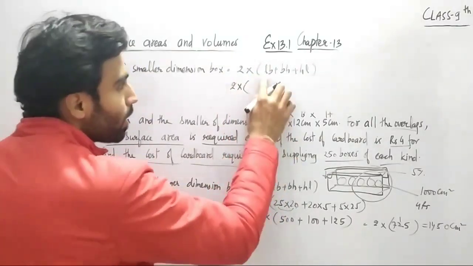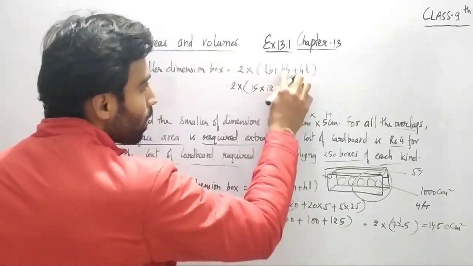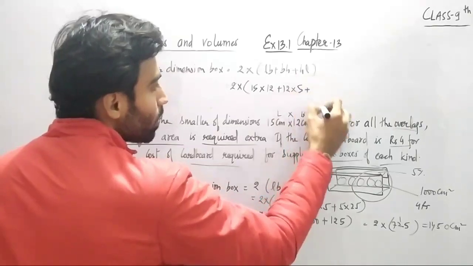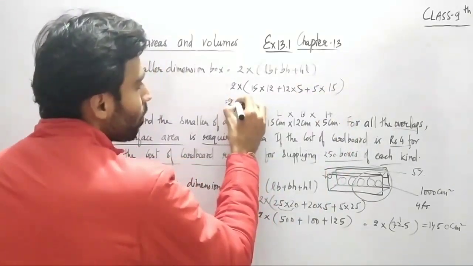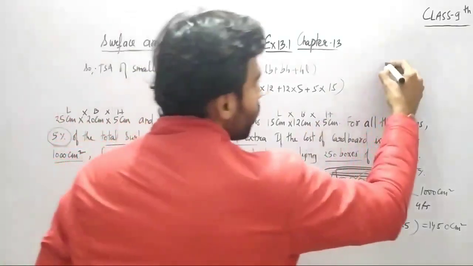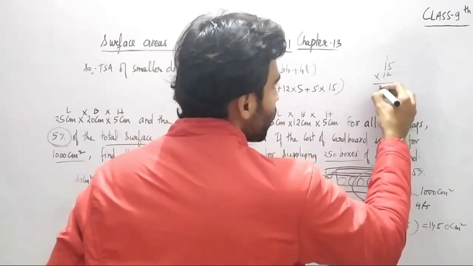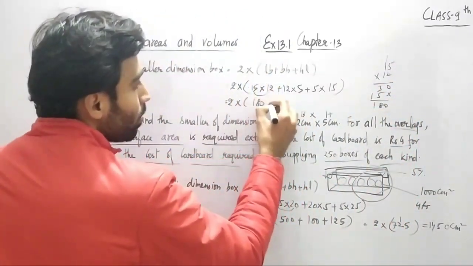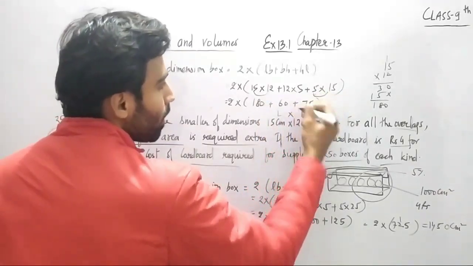So you can see here the length is 15 into breadth 12, plus breadth 12 into height 5, then height 5 and length 15, right? Now you have to solve this. 15 into 12, so what will it be, let me check. 2 fives are 10, 1 carry, 2 into 2 and 3, that will be 15, so 180, right? Plus 12 into 5 is 60, then 5 into 15 is 75, right?